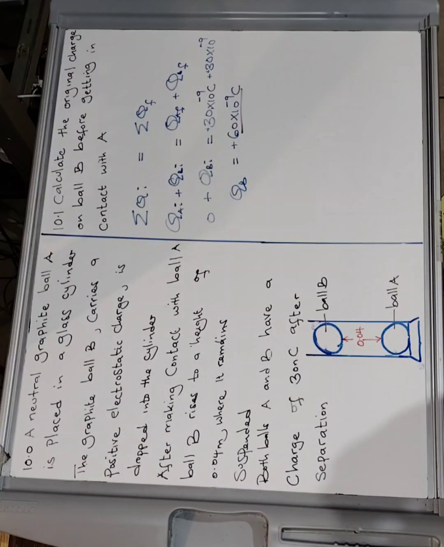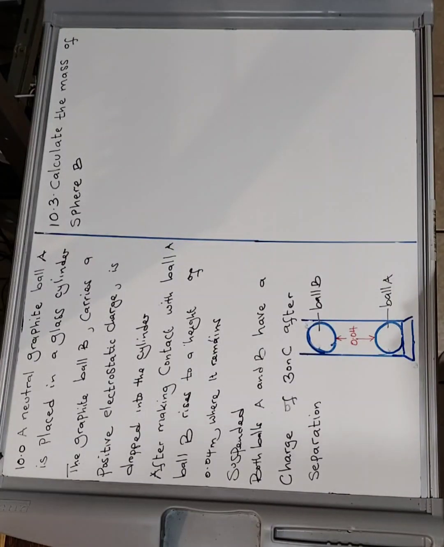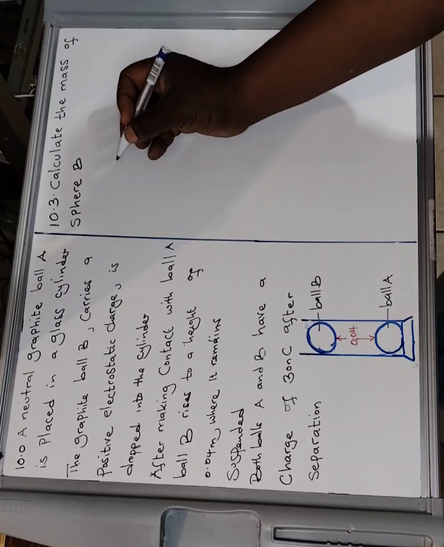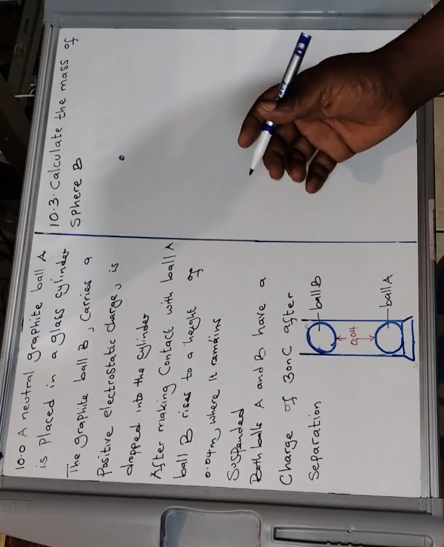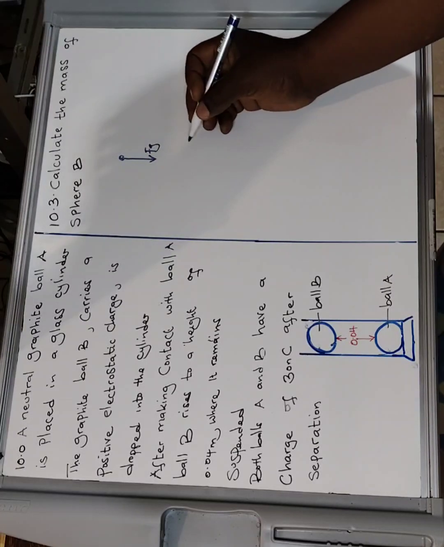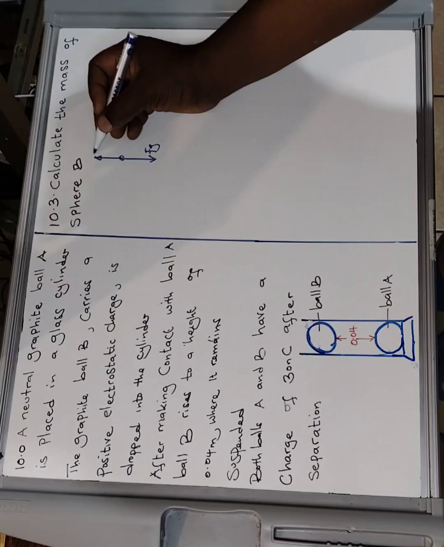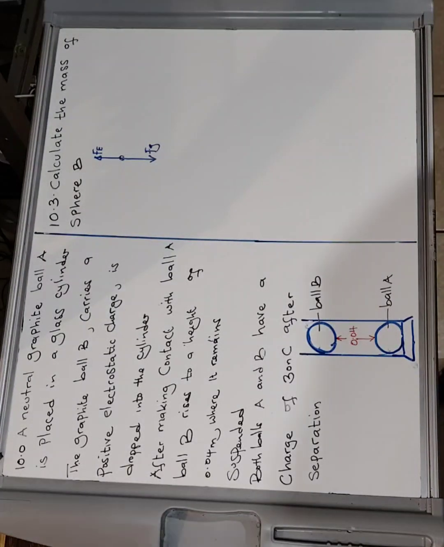Okay, let's look at the next question. Then comes this question 10.3. It says calculate the mass of sphere B. How do we approach this? The best approach is to have the free body diagram of B. B is suspended. So what are the forces we'll have? We have Fg acting vertically downwards, and what is keeping B suspended is the electrostatic force. And B is stationary, it's not moving. What does that mean? B is at equilibrium.